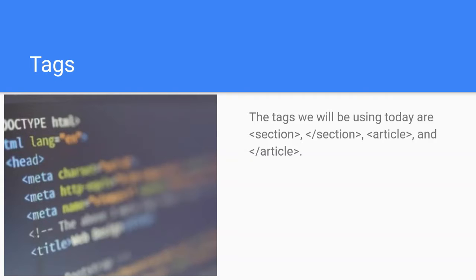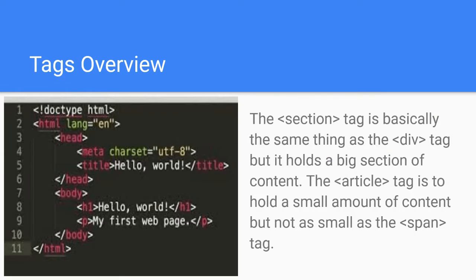Tags. The tags we will be using today are section, the ending section tag, article, and the ending article tag. Tags overview. The section tag is basically the same thing as the div tag, but it holds a big section of content. The article tag is to hold a small amount of content, but not as small as the span tag.